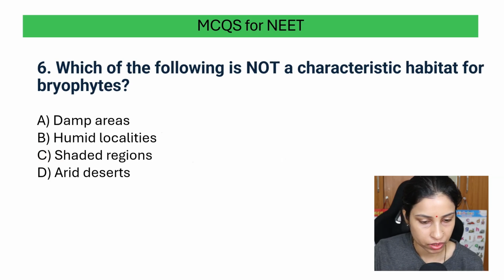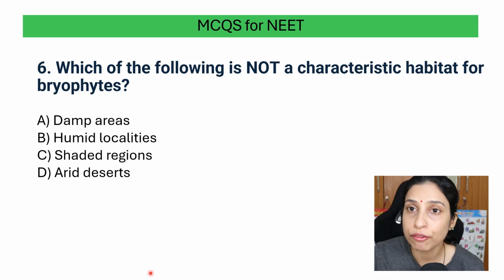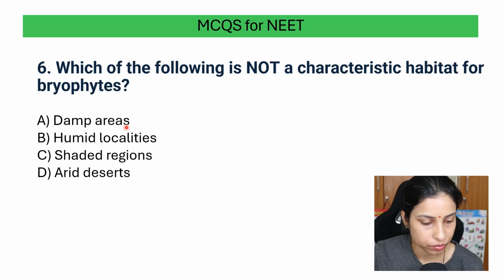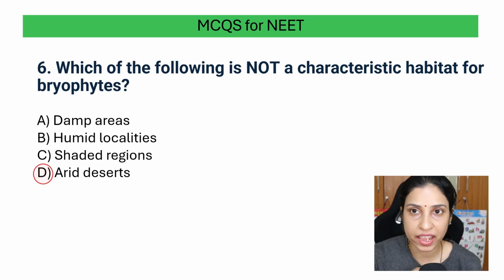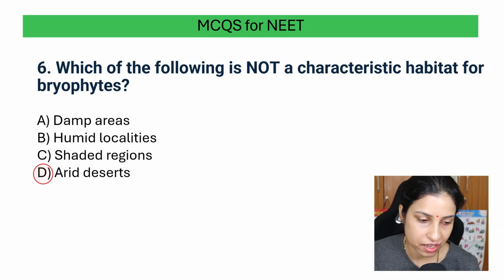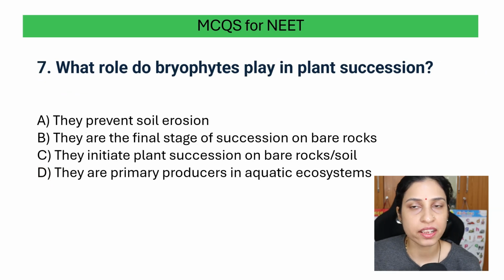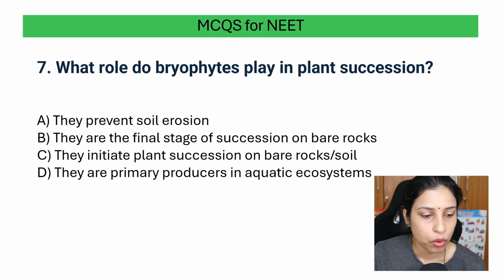The next question is, which of the following is not a characteristic habitat for bryophytes? They are asking a negative question. Option A is damp areas, B is humid localities, shaded region, arid desert. The answer is arid desert. In a dry desert, we cannot see bryophytes because they can't survive there. Their habitat should be a damp, moist, shady area. Then, what role do bryophytes play in plant succession?